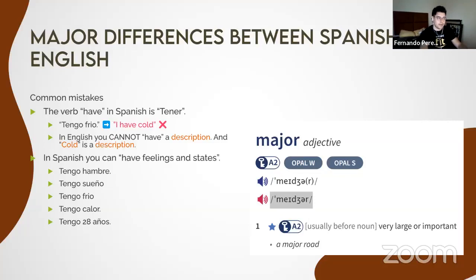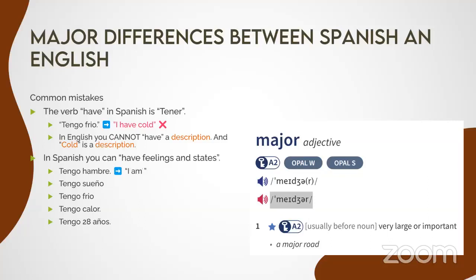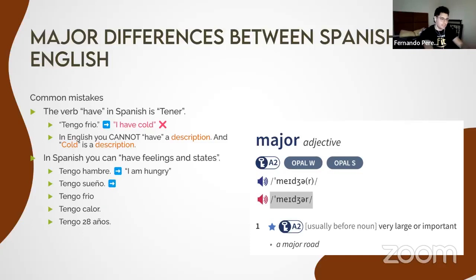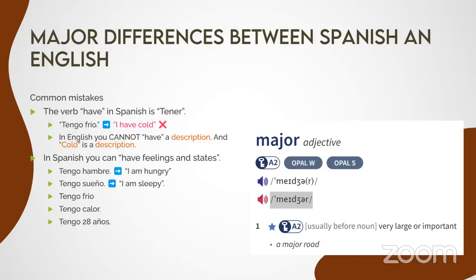How do you say tengo hambre in English? I am hungry. How do you say tengo sueño in English? Sleep is a verb. I am sleeping. Exactly. I'm sleep and I am sleeping are incorrect.